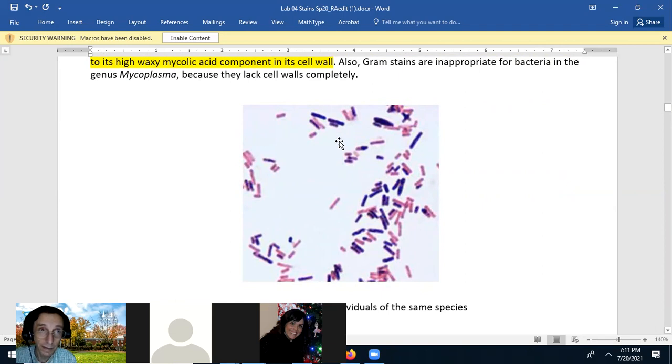This is especially seen with the Mycobacterium because they have a lot of waxy substances in their cell wall, and it's called mycolic acid. And that mycolic acid does not readily take up any water-soluble molecule, including the dyes of the gram stain. Okay? And that's probably what we're looking at here.